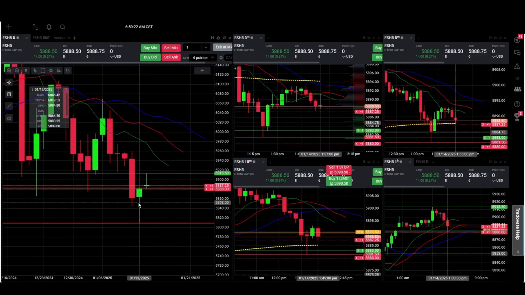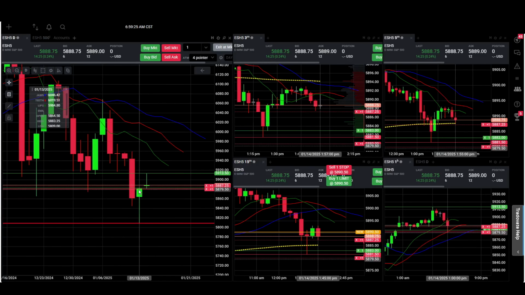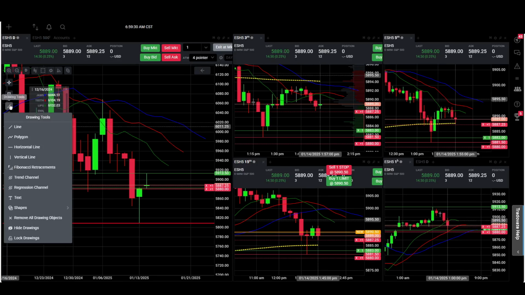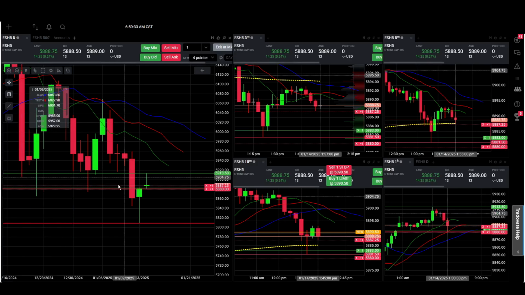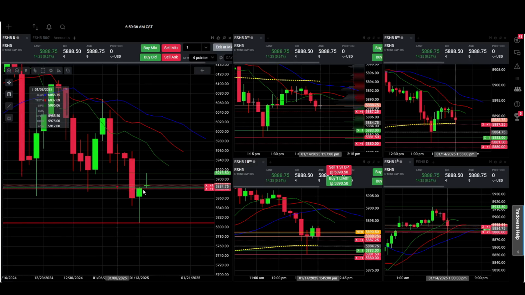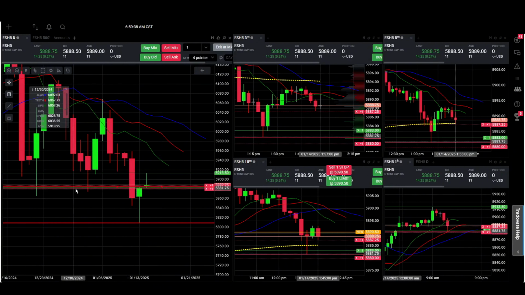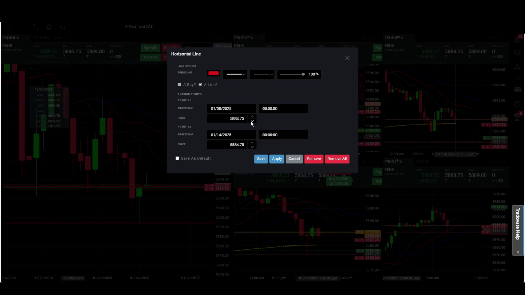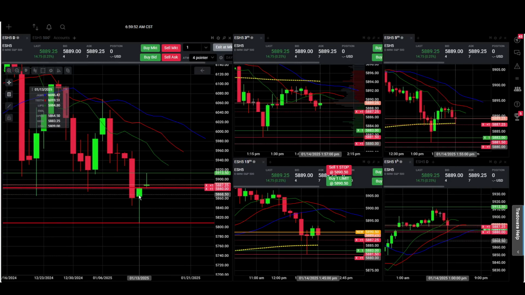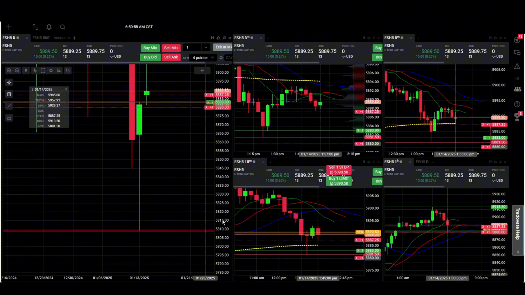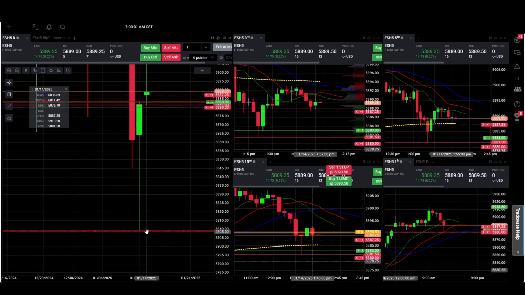Save. Okay, and the high of the previous day is 58.83.25. So let's just draw a horizontal line. It was 83.25. Not quite sure now, we will check it in a sec. Yeah, 83.25. So that's how we have the high and low of the previous day.